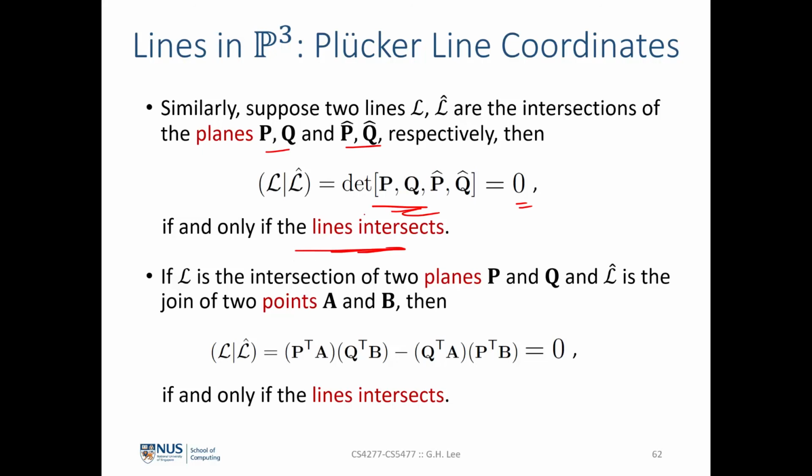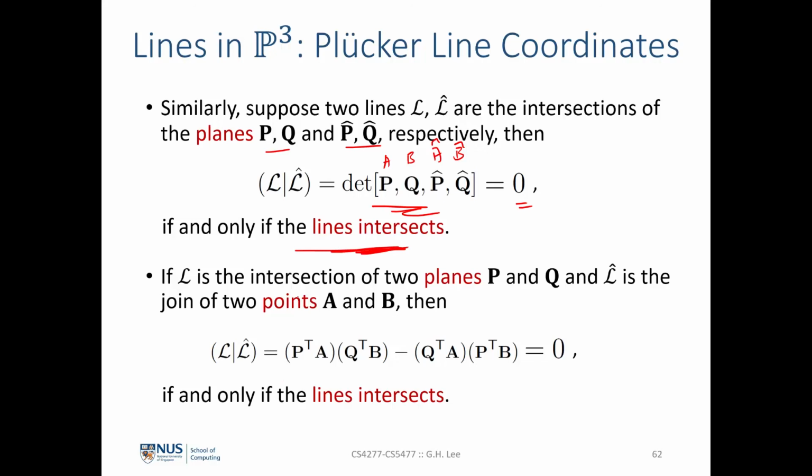of a line defined by points. Previously it was A, B, and A hat, B hat over here. And since there's a duality between points and planes, this should also hold if we replace the points with planes, as long as the lines defined by P, Q and P hat, Q hat intersect.